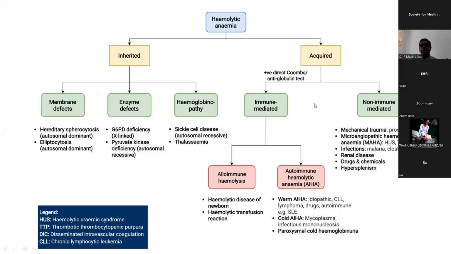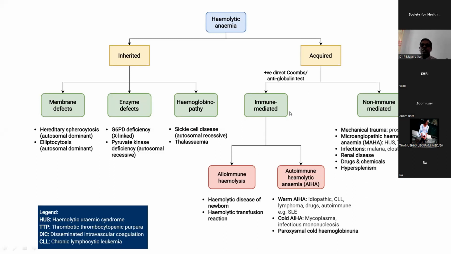The acquired causes can be divided into immune and non-immune mediated hemolysis. Non-immune mediated hemolysis is relatively rare. We don't see many patients, but there may be some serious conditions like hemolytic uremic syndrome, thrombotic thrombocytopenic purpura, and more than that DIC. You may be seeing patients with non-immune mediated hemolytic anemia, even though it is rare. These patients are most of the time very ill, and we have to give significant care to them, otherwise we might lose them.